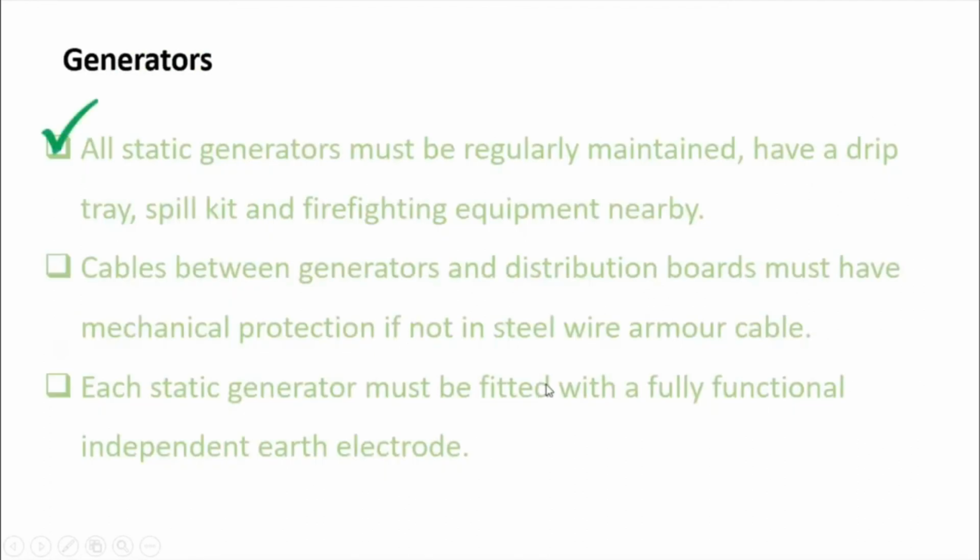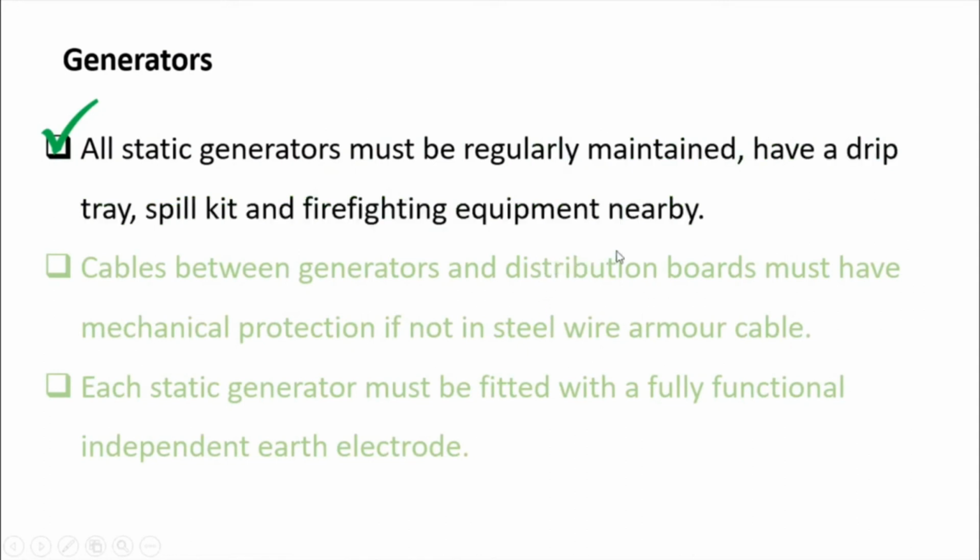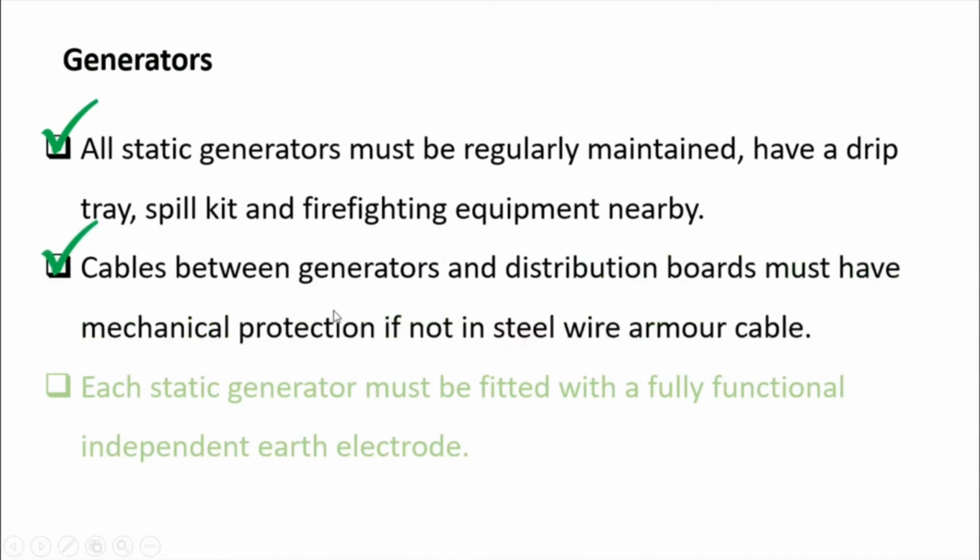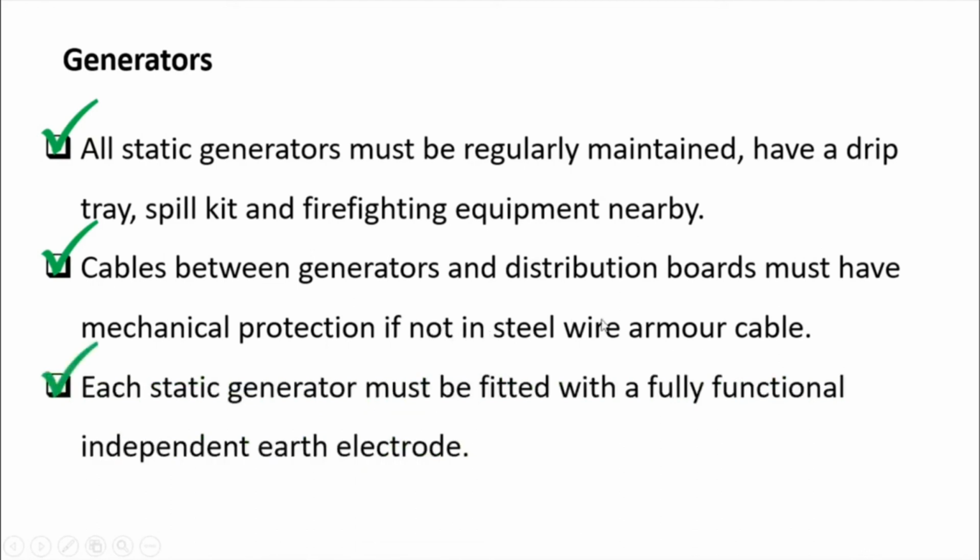Generators. For the generators, all static generators must be regularly maintained, have a drip tray, spill kits, and firefighting equipment nearby. Cables between generators and distribution boards must have mechanical protection, if not, steel wire armored cable. As much as possible, our cabling from generators to distribution boards must be armored cable. Each static generator must be fitted with a fully functional independent earth electrode.